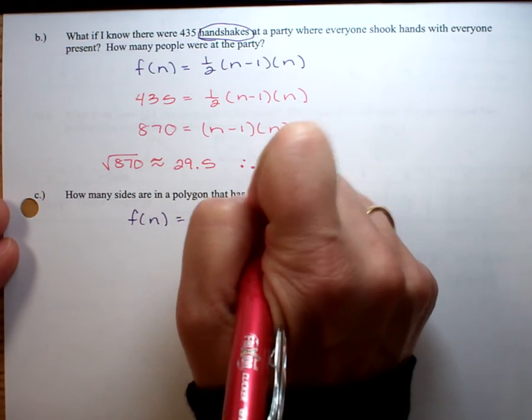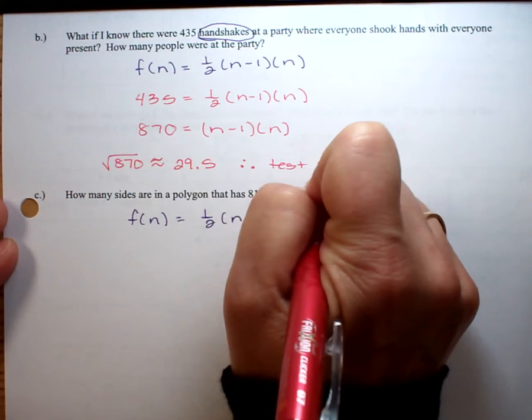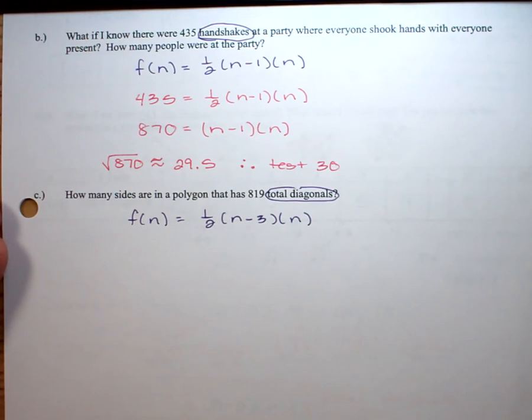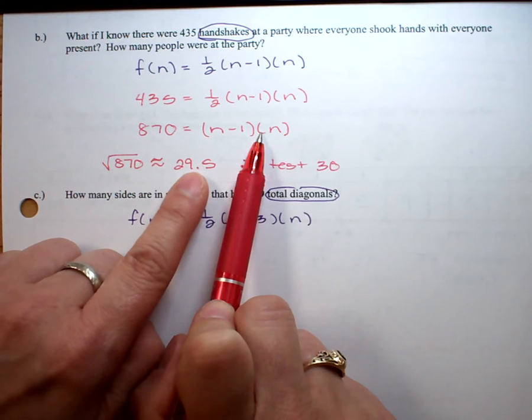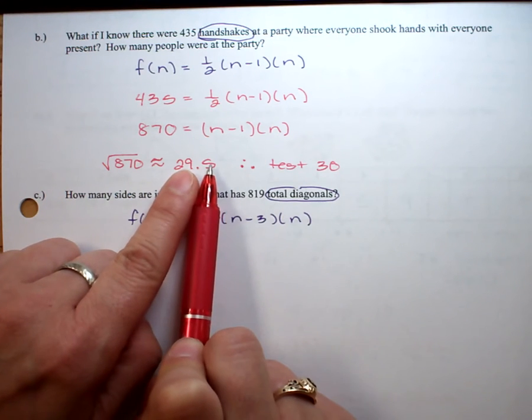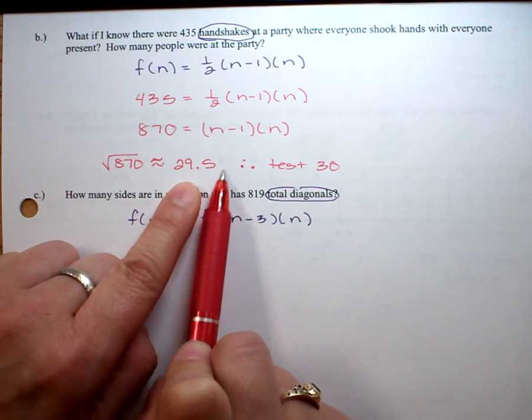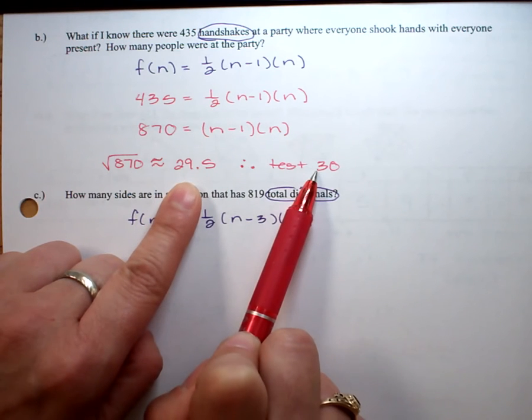Therefore, I'm going to actually test and see 30. Maybe there were 30 people. I know that my correct answer has to be very close to this 29.5. So it's either going to be 29 or it's going to be 30. So I'm going to bump it up and test 30.